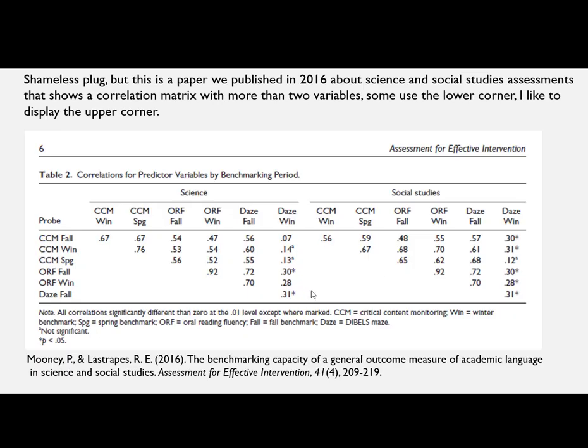Shameless plug, just to show you what reporting out statistics looks like. This is from a paper I wrote with my dissertation advisor, Paul Mooney, when I was in school. We looked at general outcome measurements of academic language in science and social studies. You can see the citation here. We have all these different measures, and we're correlating these, so fall and winter, fall and spring, with all of these things.